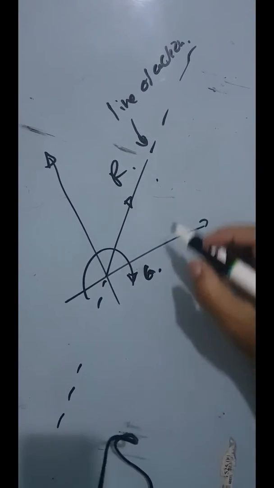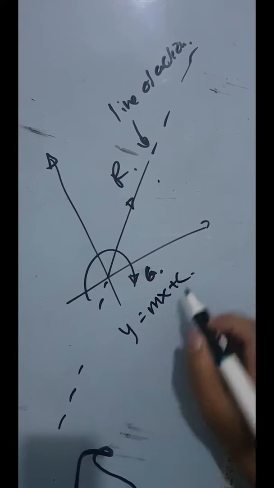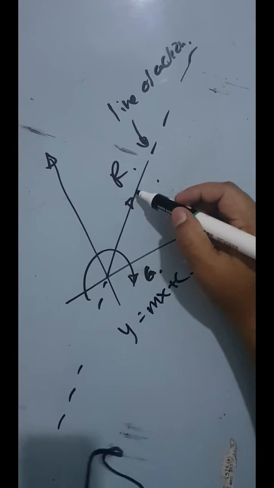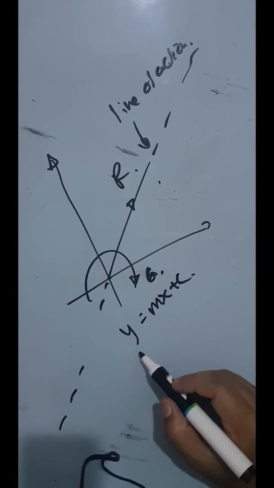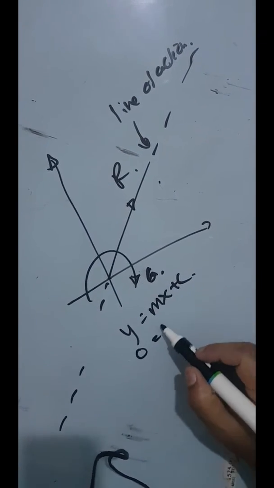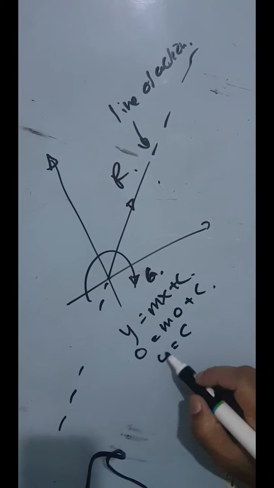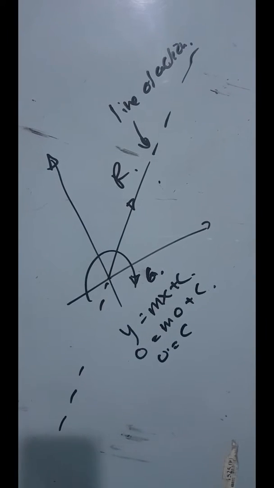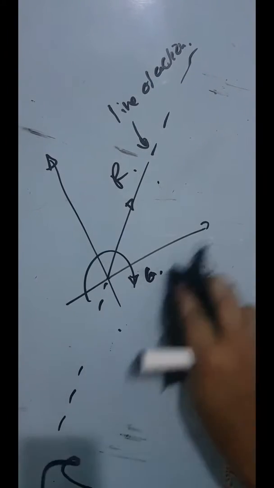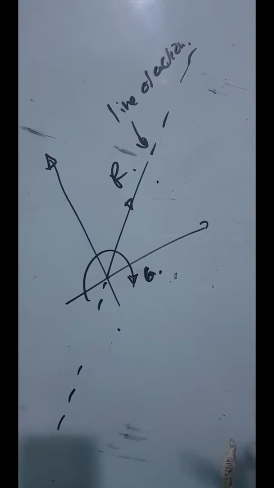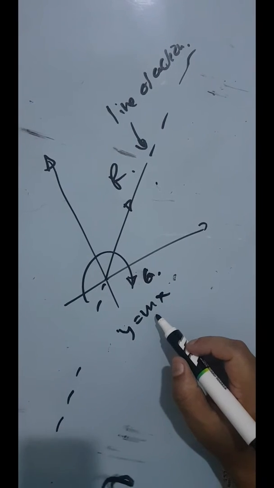Let's say y equals mx plus c. This is the usual form, but since this is going through 0 and 0, when you substitute 0 here, m times 0 plus c becomes 0, right? So the general equation will be y equals mx only. But still, you don't know what m is. How do you find m?